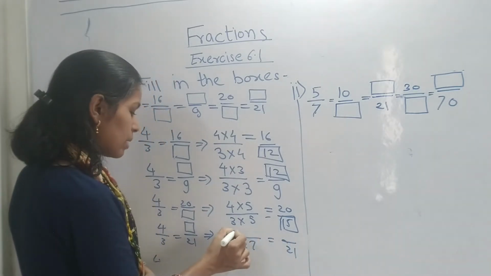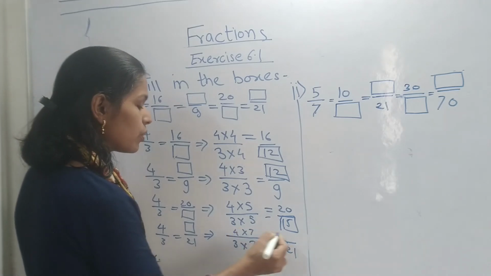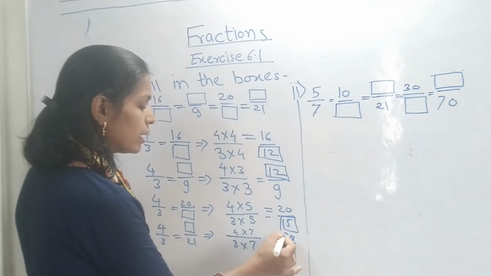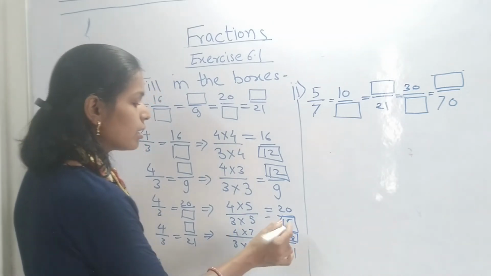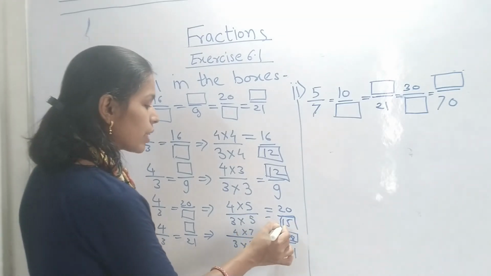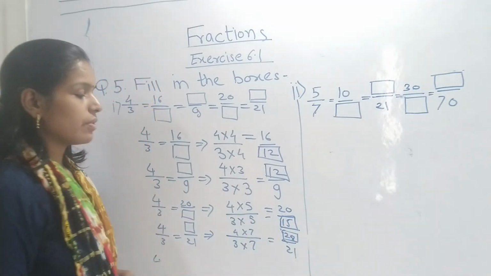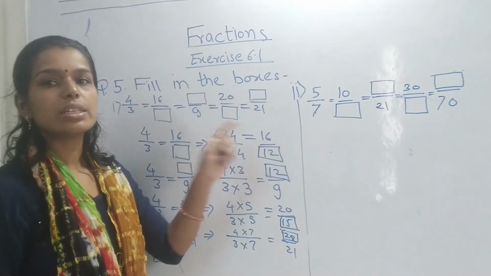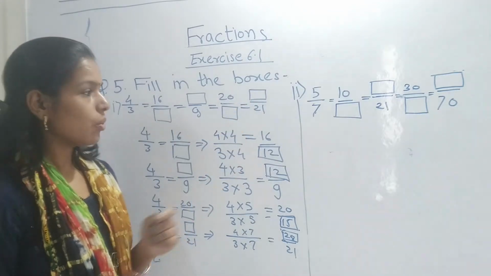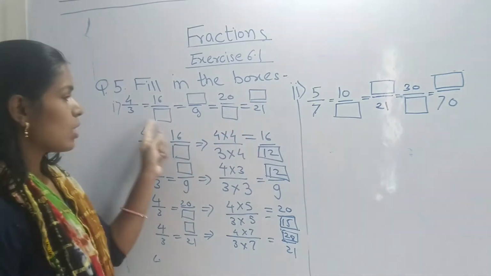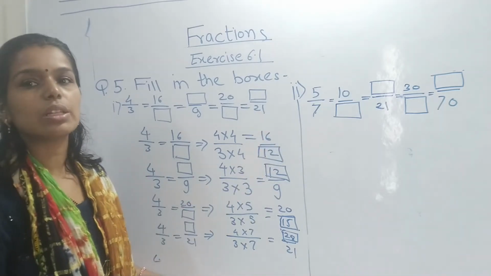Okay, so multiply 4 by 7, you will get 4 7s are 28. So 28 upon 21 is the last fraction. In this way, you have to fill these boxes. Okay, hope you understand. At last, you have to write all these steps here only.